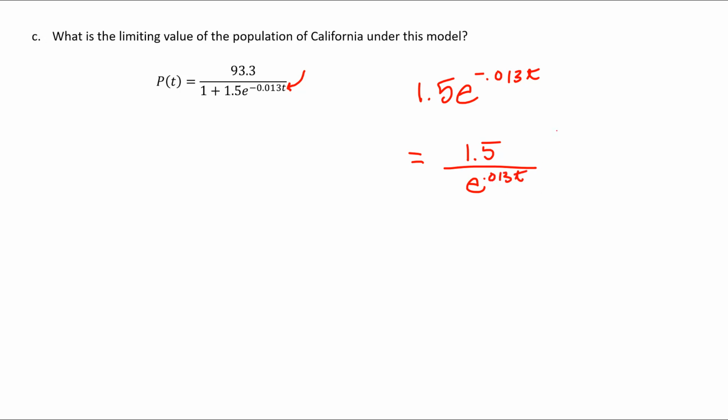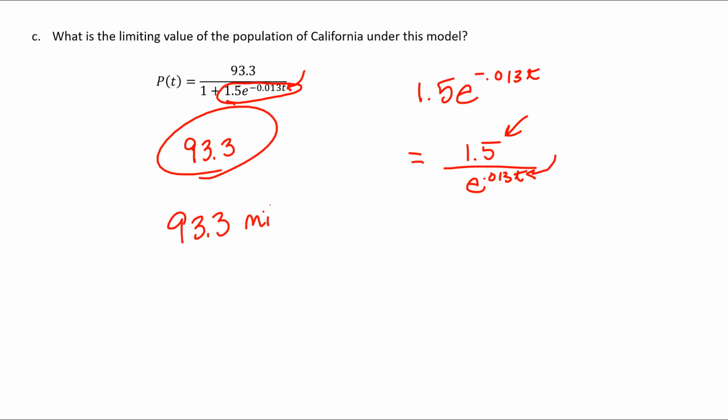And so you can see that this is a fraction, and when t gets really large, that fraction is going to get a denominator that is getting humongous. And as that denominator gets humongous and the numerator doesn't do anything, we see that that's going to approach zero, because as the denominator gets huge, the number approaches zero. It's getting tiny. So that means that this is approaching zero, which means that the limiting value on this is just going to be 93.3 over 1. So that limiting value would be 93.3 million people.